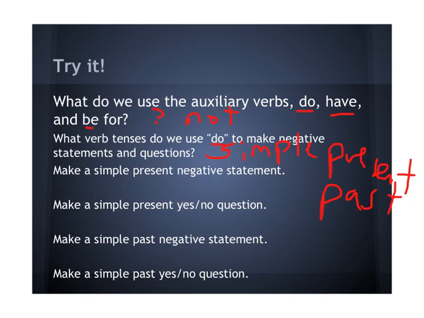Okay, how about a simple past negative statement? Now, we're not going to use do here. What are we going to use? Absolutely, we need did, and since we're talking about a negative statement, we need not. And finally, make a simple past yes/no question. What will you start with here? Yes. Did plus your subject plus your main verb and the rest of your question. Okay, I hope you were able to do these.